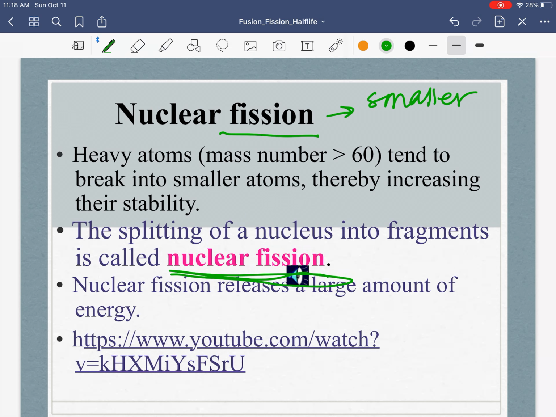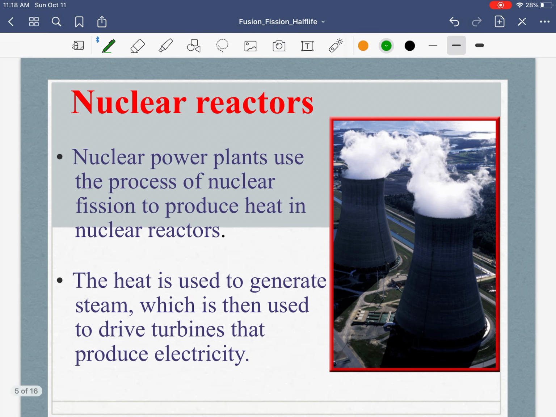This is going to release large amounts of energy, because the energy that was holding the molecules together is going to disappear. It's going to go into the environment, so it's going to release a lot of energy. There's a video for you to watch if you need some extra assistance with it. Nuclear fission is basically how nuclear power plants work. They use fission to produce heat in their nuclear reactors. This is going to provide electricity.